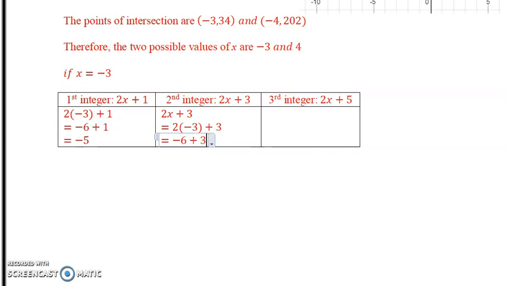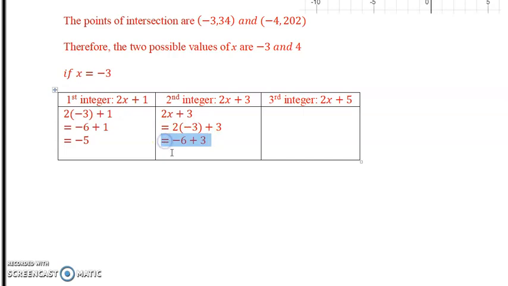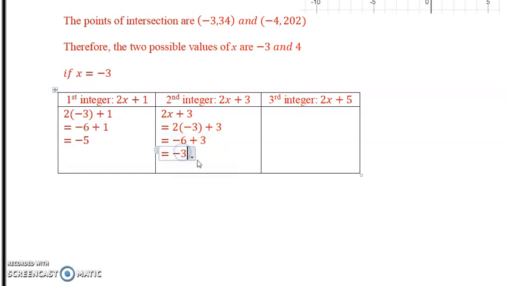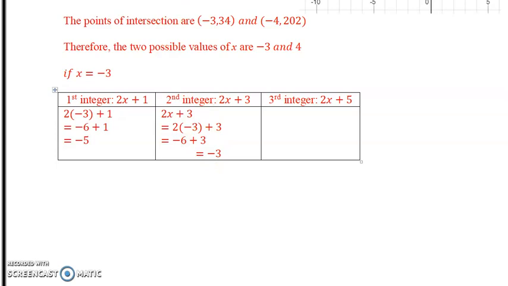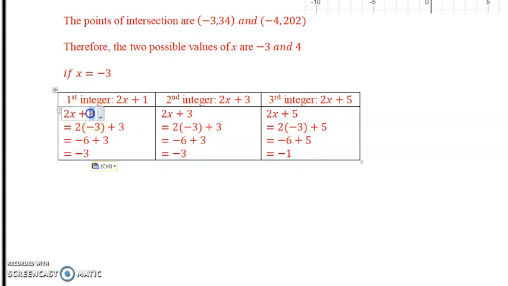-6 plus 3, which is equal to -3. And of course, I know you understand that the next integer is going to be -1. Okay, I get that. I'll steal this. It's all set up already for us. And it's plus 5, plus 5, plus 5, which gives us -1. I'm going to fix this other one here. It's no big deal. Plus 1, plus 1, plus 1. Okay, so those are the three integers.